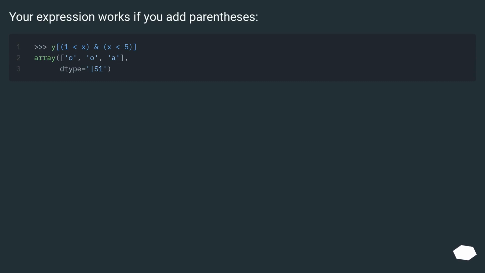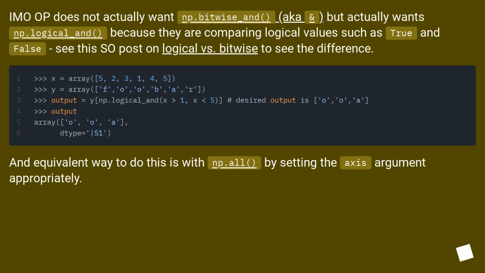Your expression works if you add parentheses. The OP does not actually want np.bitwise_and, aka the ampersand, but actually wants np.logical_and, because they are comparing logical values, such as True and False. See the Stack Overflow post on logical versus bitwise to see the difference.